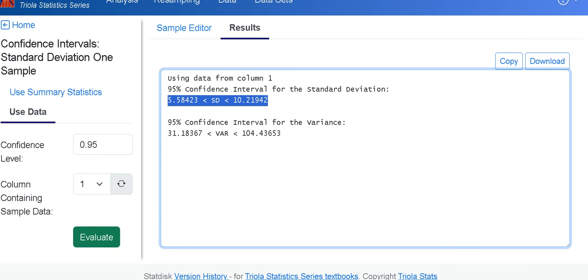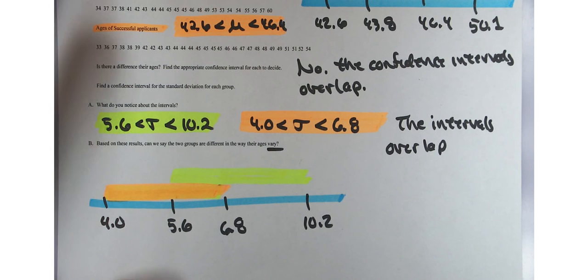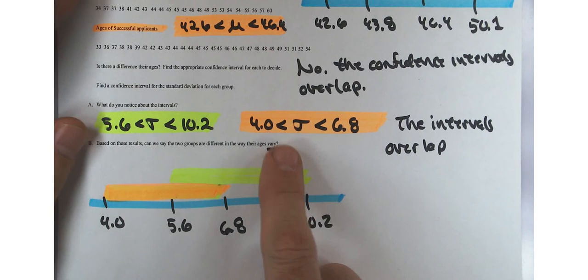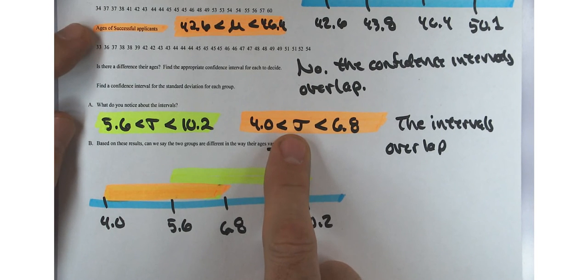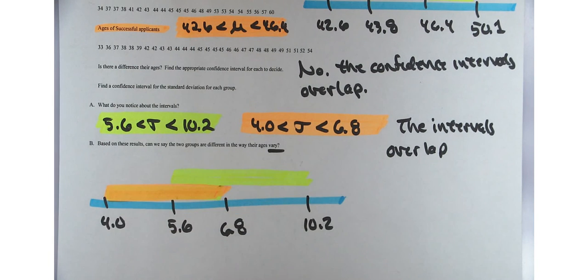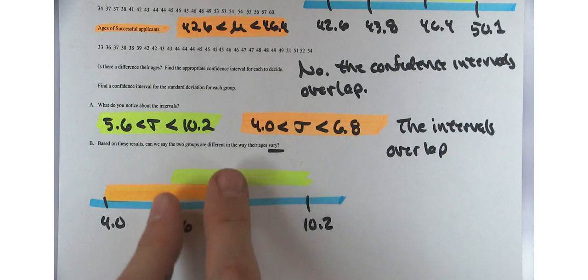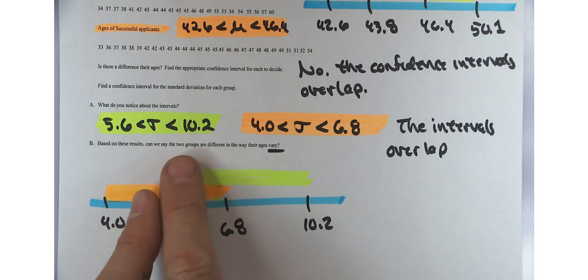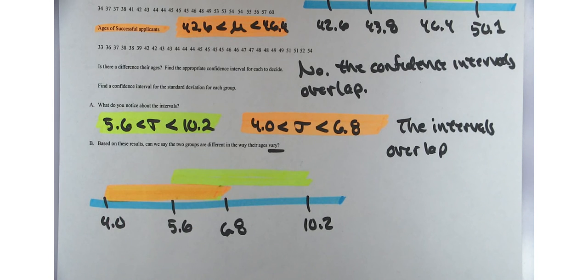Okay. If you do likewise for your other group here, the successful applicants, their standard deviation of age, again, you see some overlap. So based on the results, can we say the two groups are different in the way their ages vary? No, we can't, because those two overlap. So that's it.